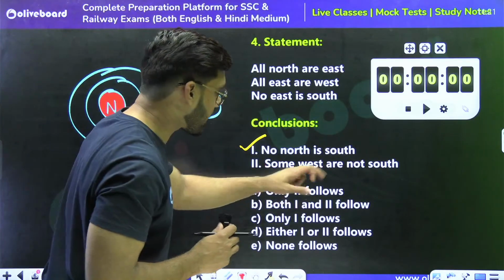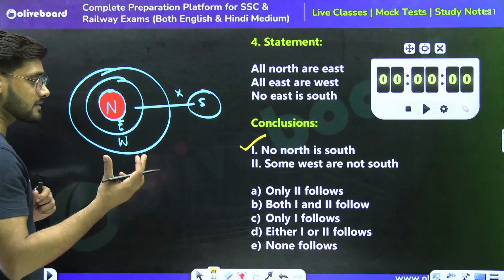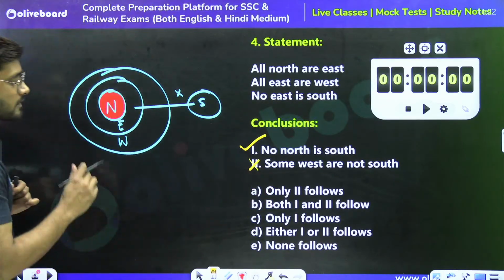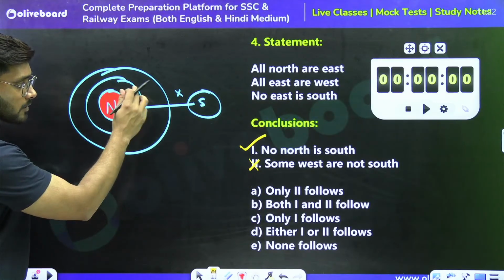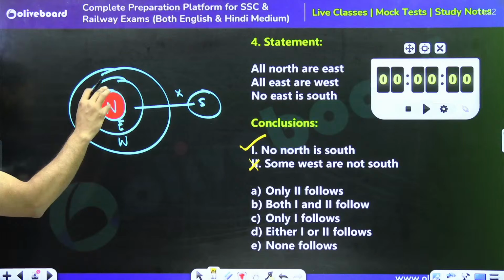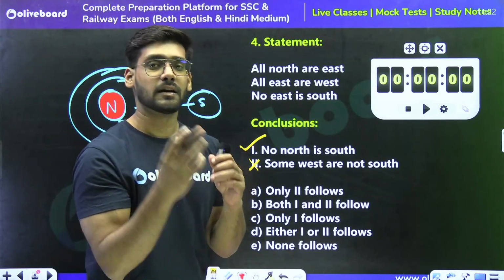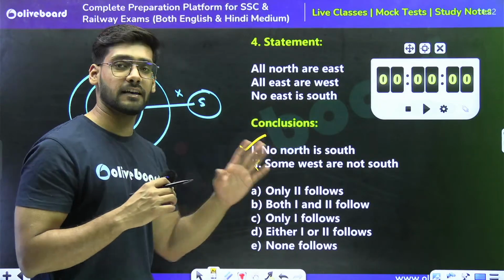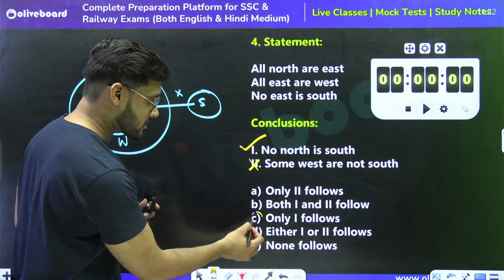Some west are not north. There are some parts of west which are north. There are some parts of west which are not north. This is false, because we can only say that this much part of west is north, but we are not sure about the remaining part of west. That can be north and cannot be north. Whenever we have a situation like can be or cannot be, we mark our answer as wrong because we are not sure. So the answer is only one follows. That is option number C.